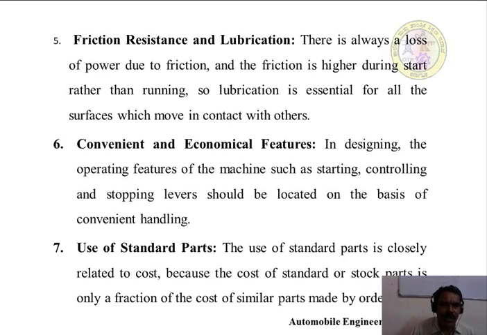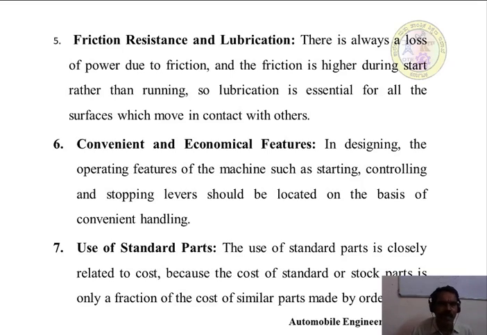Next, coming to discuss the convenient economical feature. This point is also very important for designing. In designing, the operating features of the machine, such as starting, controlling and stopping levers, should be located on the basis of convenient handling. After construction it should be operated in an easy mode. Whenever you use any machine, device or element, it should be operated in the easiest mode, so that it is user friendly. He has to think about it before constructing the machine elements. The designer should know all these things.